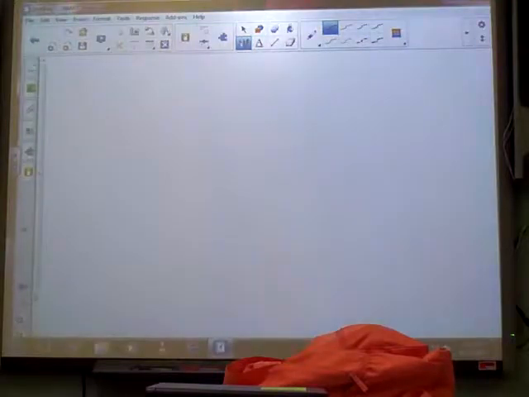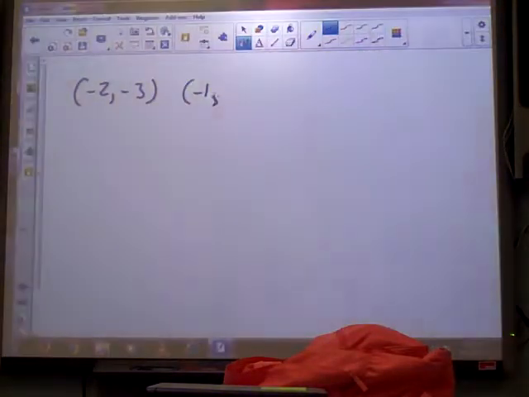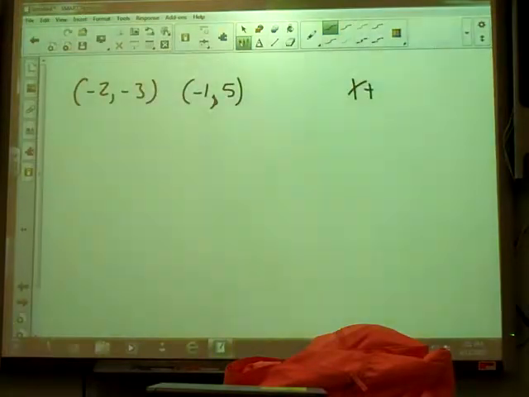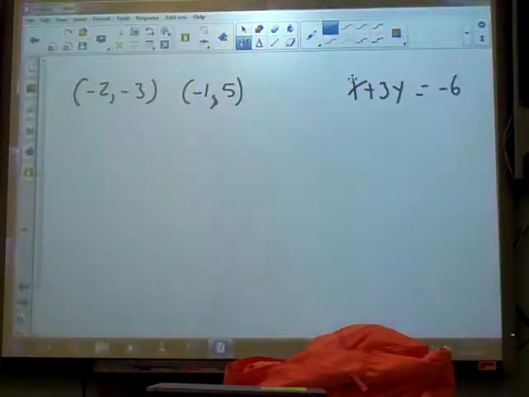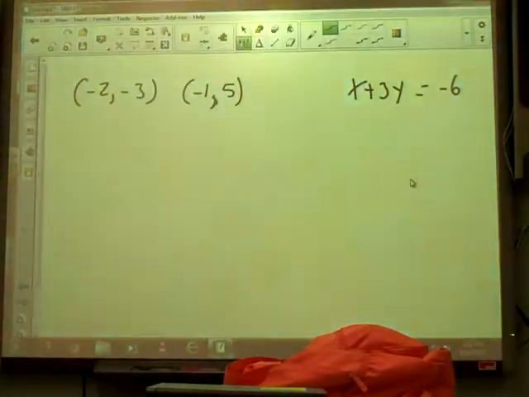All right, I've got here, where do they go? -2, -3, and -1, 5. I want you to find the slope that goes through those points. Then I've got x plus 3y equals -6. I want you to find the slope that goes through that. Okay, so I've got 2 questions for you. Find the slope of both of those. Ready, set, go.